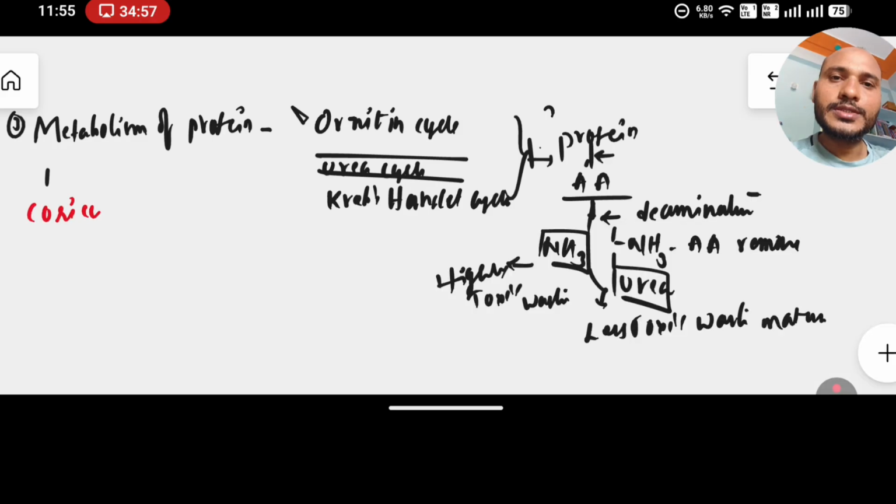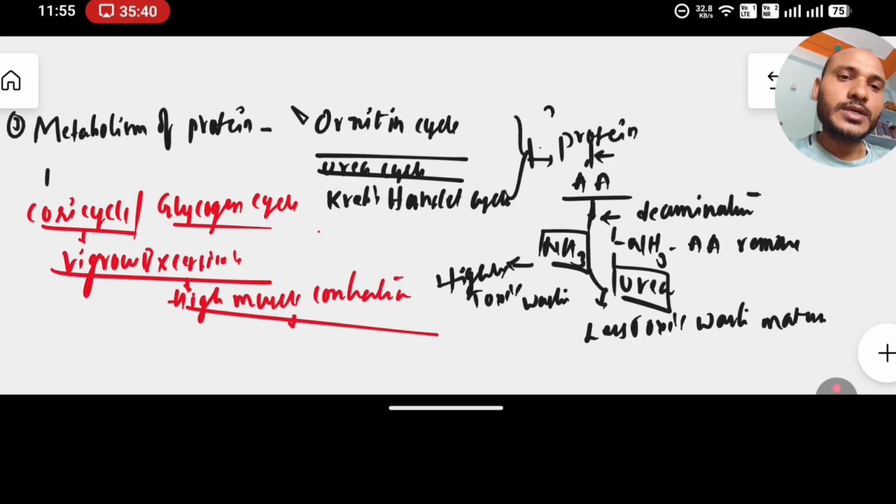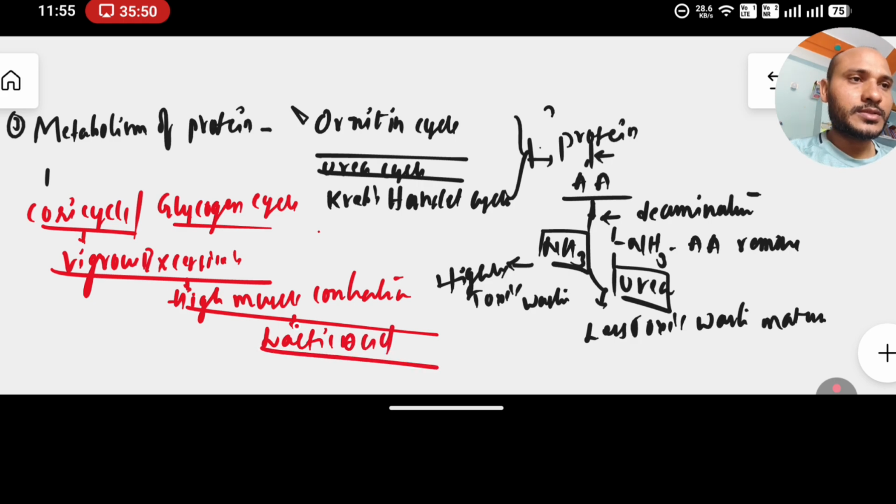Now the Cori cycle. This Cori cycle is also called the glycogen cycle. Generally this Cori cycle occurs during vigorous exercise. There is high muscle contraction during vigorous exercise, so there is an accumulation of lactic acid in muscle. Lactic acid gets accumulated. Anaerobic respiration will occur, in which there is a lack of oxygen availability to the muscle cell.